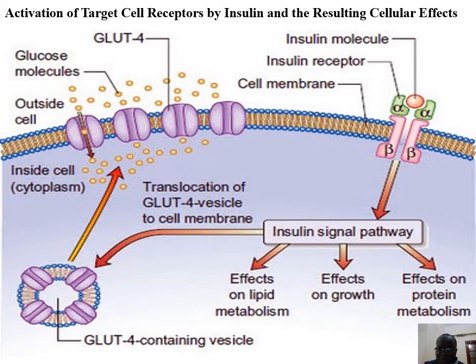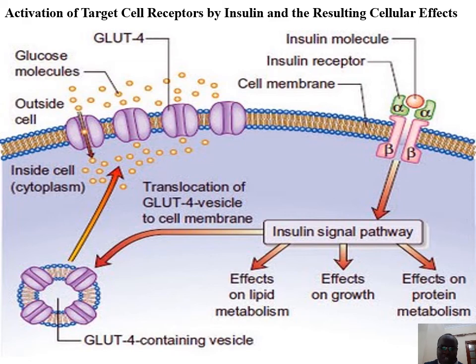Okay, so it's the same information here. We have an insulin molecule that will come and bind to the insulin receptor. It's composed of 2 alpha and 2 beta chains. So it will bind to the alpha chains, activating the beta chains that are linked to an enzyme, the tyrosine kinase, that will now phosphorylate other enzymes, activating the insulin signal pathway. It will have an effect on lipid metabolism, effect on body growth or cell growth. It will have an effect on protein metabolism.